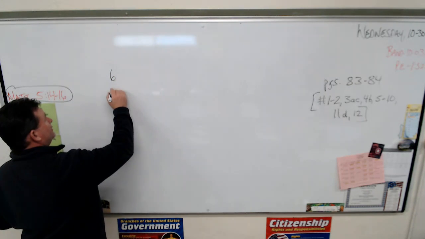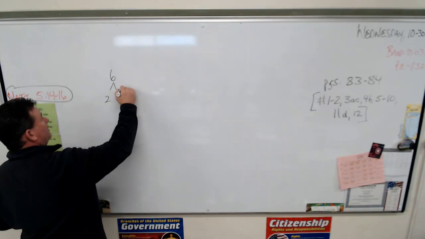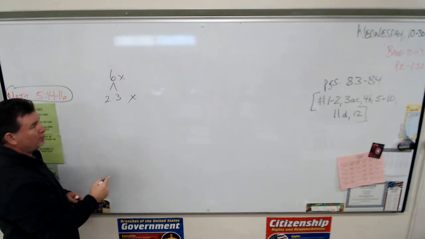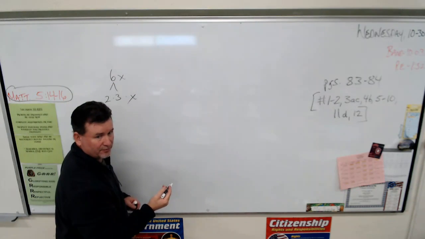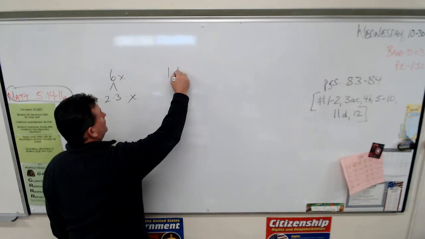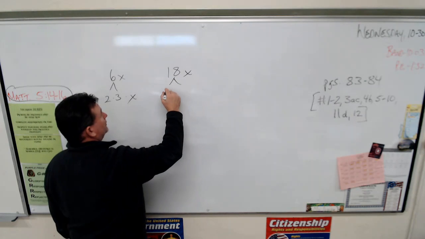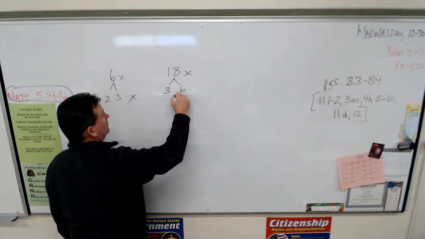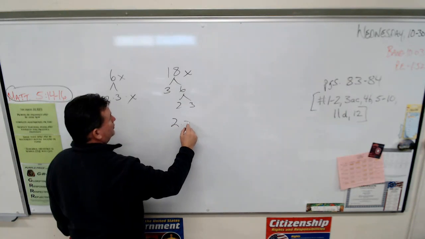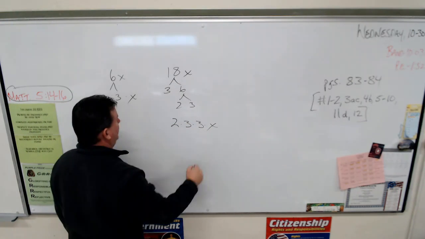6x is 2 times 3 times x. You with me? Yeah. What's 18x? 2 times 3 times 3 times x. No, it's 6 times 3 times x. No, 3 times 2 times 3... 2 times 3 times 3 times x.